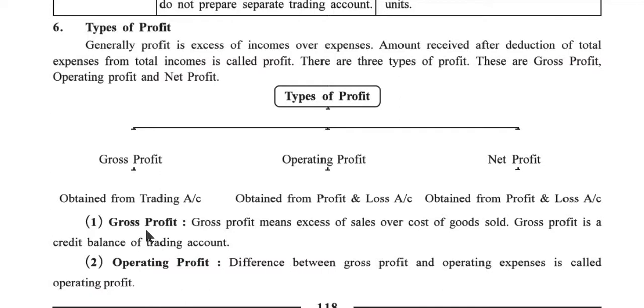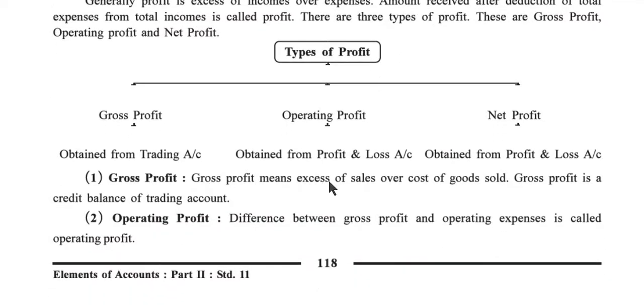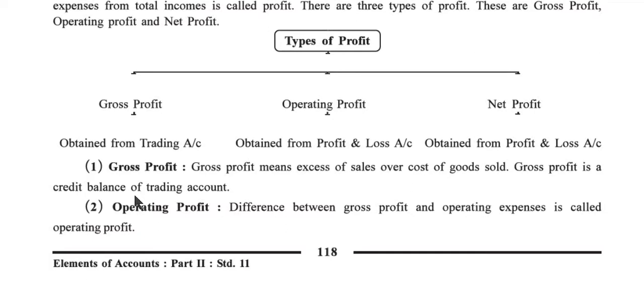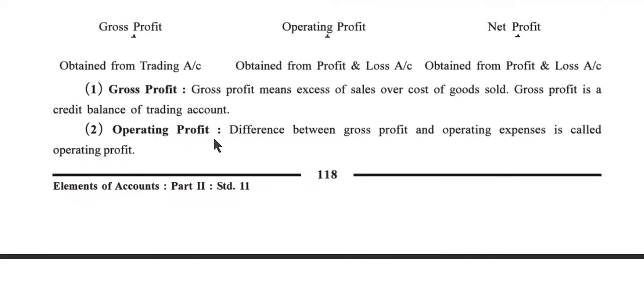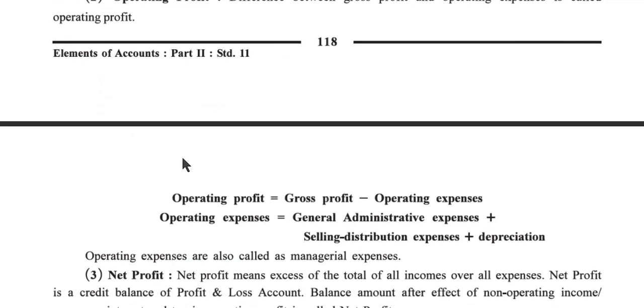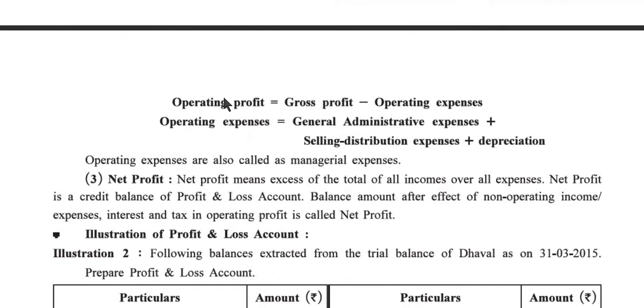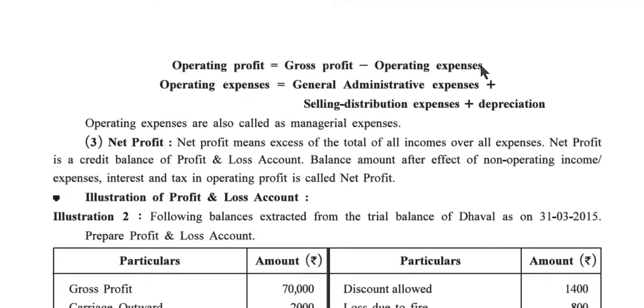Now, let us see what the gross profit is. Gross profit means excess of sales over the cost of goods sold. Gross profit is the credit balance of the trading account. Operating profit: the difference between gross profit and operating expense is called operating profit. Operating profit is equal to gross profit minus operating expense. Please remember this formula properly.